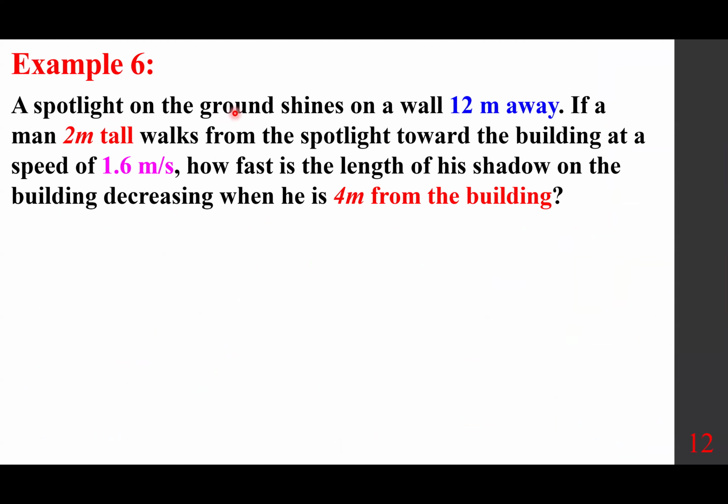A spotlight on the ground shines on a wall 12 meters away. If a man 2 meters tall walks from the spotlight towards the building at a speed of 1.6 meters per second, how fast is the length of his shadow on the building decreasing when he's 4 meters from the building?